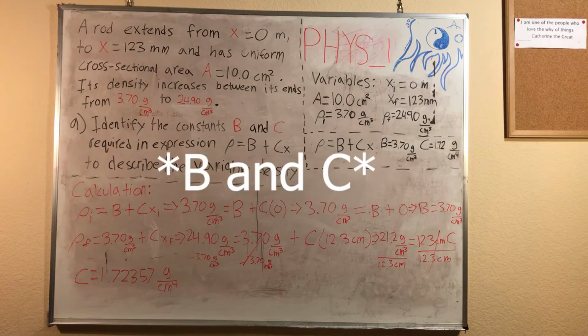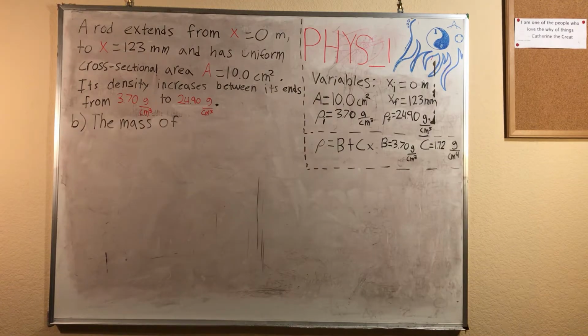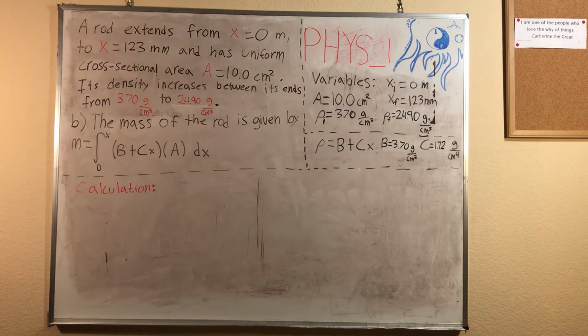With both B and C solved for, we can now carry out the integration for part B. Part B gives us the mass of the rod by this integral equation. With everything we needed, it's now time to calculate this integral. Writing the integral with our constants of x and area, we get the integral from 0 to 12.3 centimeters of B plus C times x times the area of 10 centimeters squared times the derivative of x.